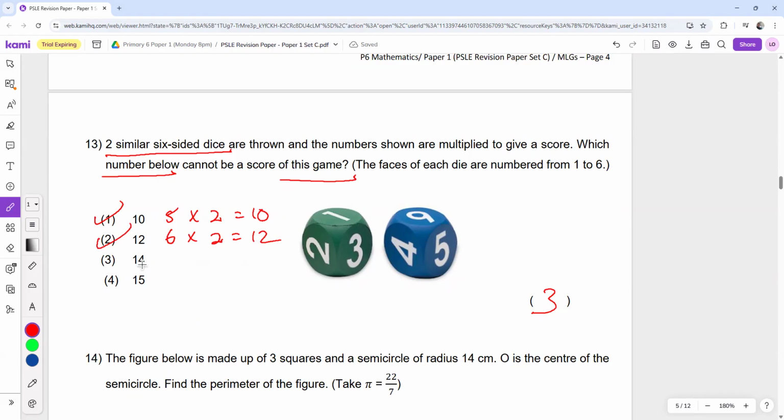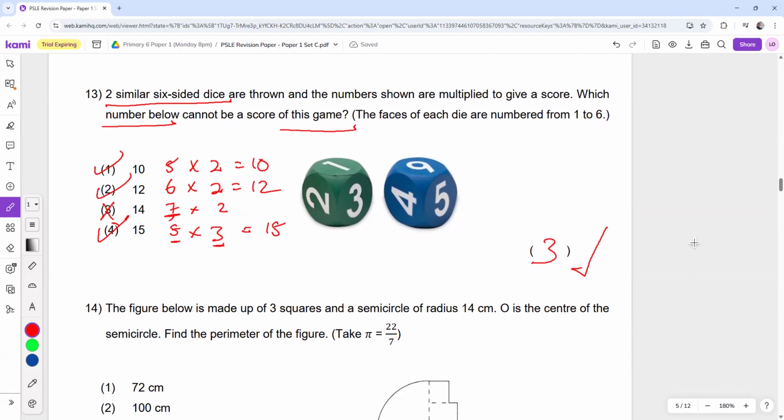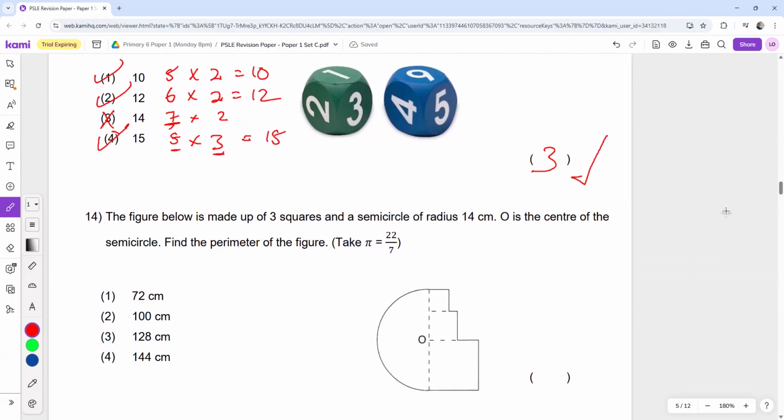How about 14? Can I get 14? Can I multiply to get 14? 14 is 7 times 2, right? Does the dice have a 7 on the dice? Don't have, right? So number 3, not possible. Cannot be the score. How about 15? How about 5 times 3? The two dice can show 5, can show 3. Multiply, you get 15. So number 3 is not possible because your dice don't have 7, right? No 7. Got it? So answer number 3.